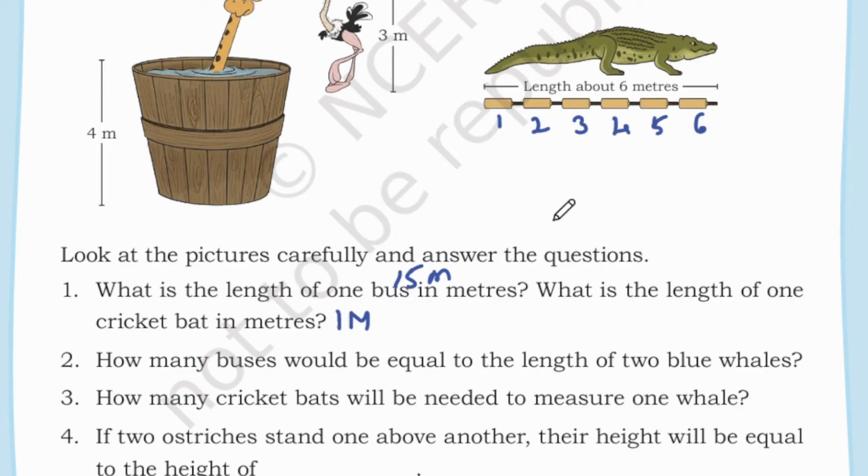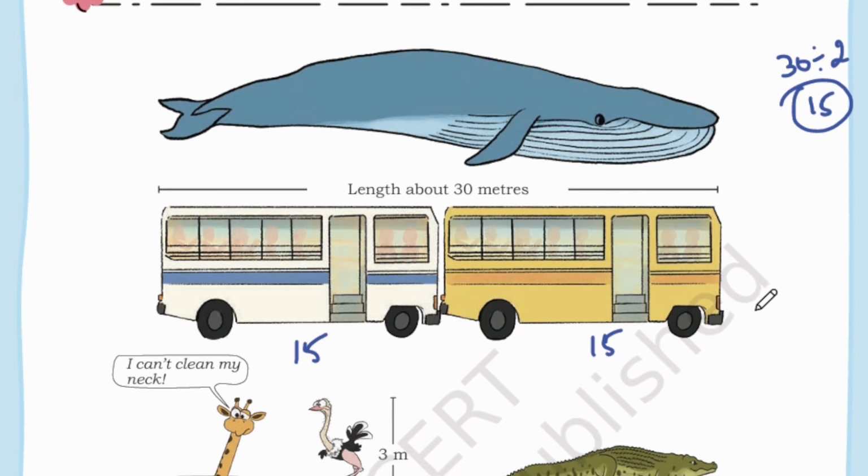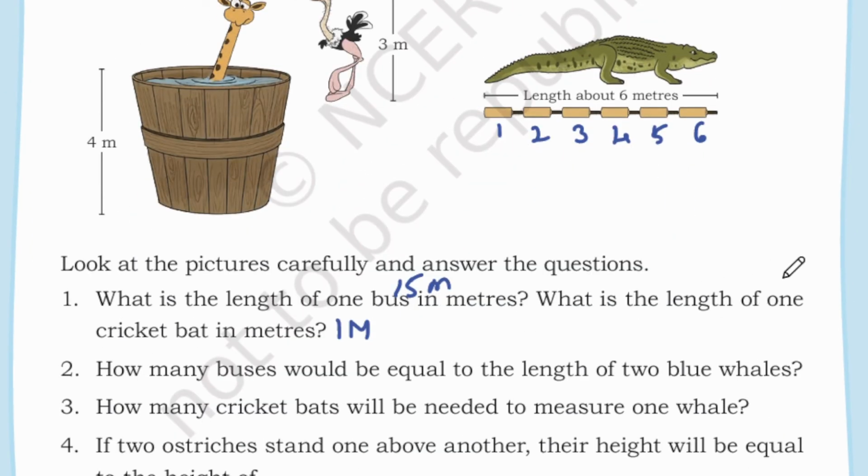Next, how many buses would be equal to the length of 2 blue whales? One blue whale is here, and for one blue whale we have 2 buses. So if you have 2 blue whales, 2 into 2, 2 twos are 4. So we need 4 buses.